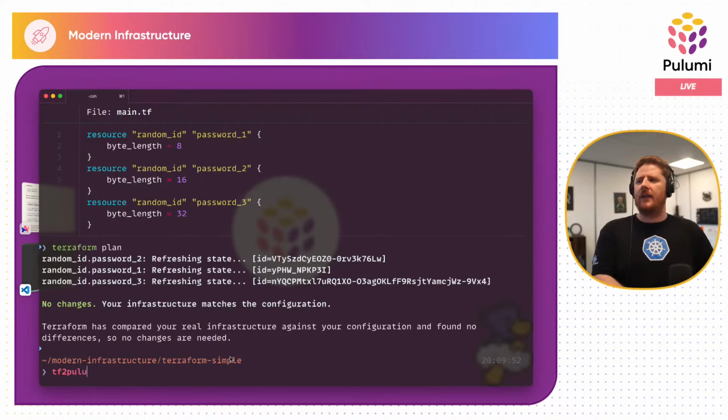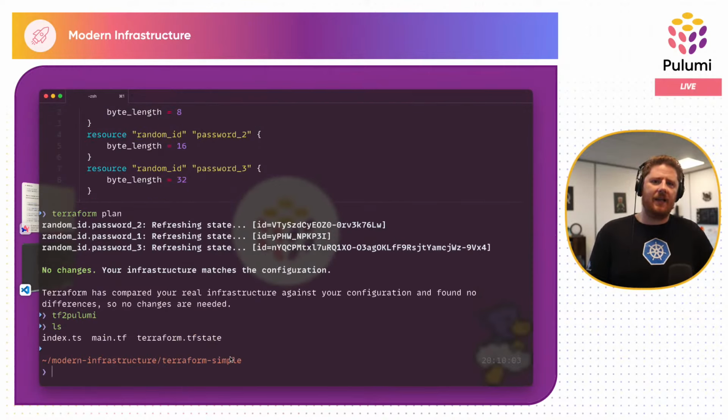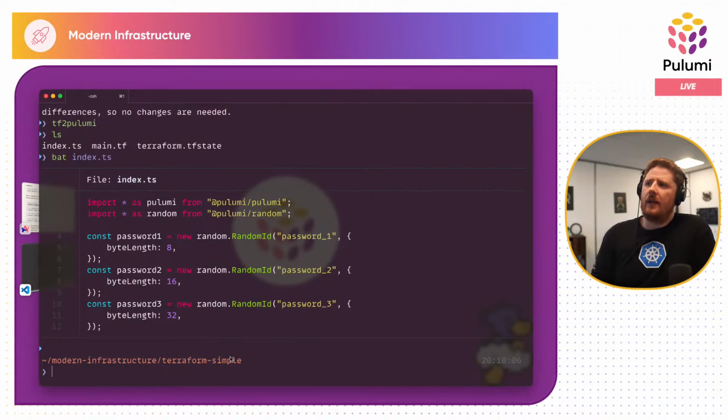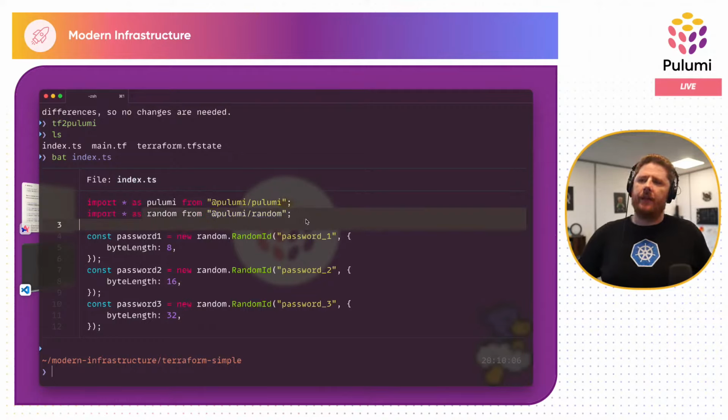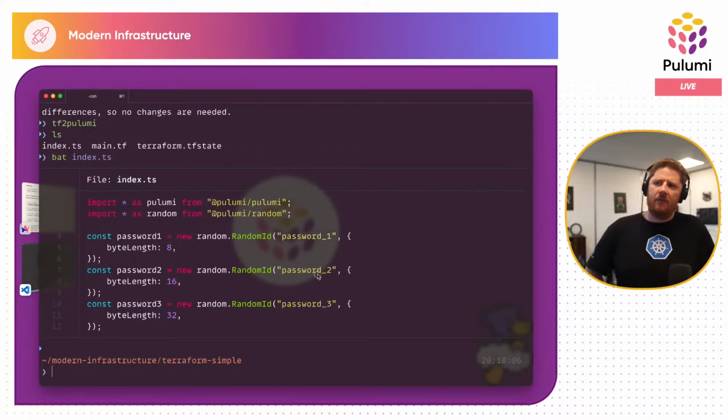Now we can run tf2pulumi like so, and we'll get an index.ts. This has scanned our Terraform project. It knows that we need a Pulumi package and the random provider. It's then created the 3 random resources, pulling in the size, just as they were in the Terraform program, and brought across our name, password 1, 2, and 3. So tf2pulumi is really cool.